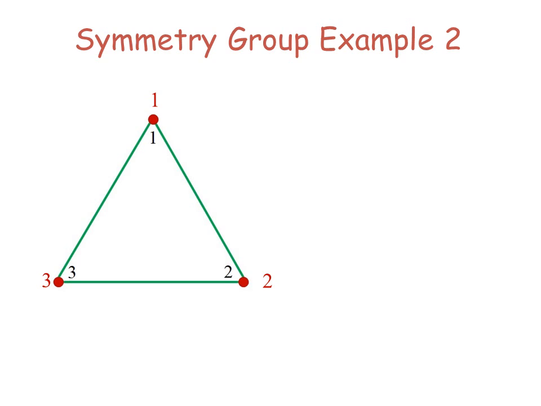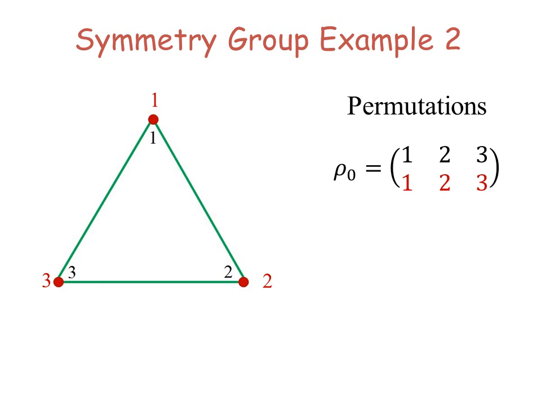Now for something more interesting. We consider the symmetries of an equilateral triangle. To keep track of the orientation of the triangle, we label the vertices of the triangle with black numbers 1, 2, and 3. We label the original location of the vertices with red numbers 1, 2, and 3. We introduce a permutation notation that tells us how the black numbers correspond to the red numbers. So, for the identity permutation, which we denote as rho sub 0, we have the black 1 corresponding to the red 1, the black 2 corresponding to the red 2, and the black 3 corresponding to the red 3.